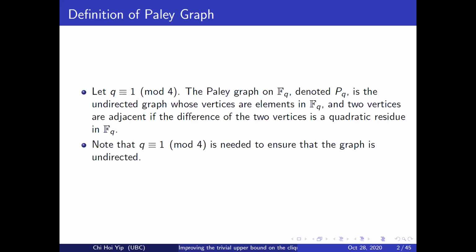So let's first define what a Paley graph is. We need a prime power q, which is congruent to 1 modulo 4, and the Paley graph P_q is defined on the finite field F_q. The vertices of this graph are the elements of F_q, and two vertices are adjacent if the difference is a quadratic residue in F_q. We need the condition q congruent to 1 modulo 4 because we want this graph to be an undirected graph.